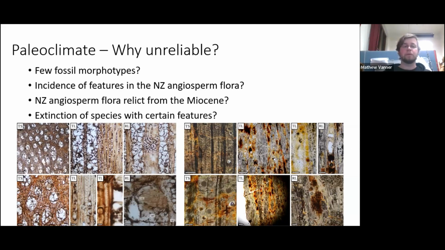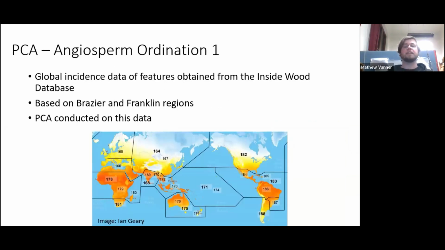Another thing that I wanted to look at was the incidence of these features in the New Zealand angiosperm flora, because when I was looking at them, I was thinking some of these cannot be right. We have some features which appear in almost every single species, and we have some features which are entirely absent from the New Zealand flora. So have we got a relict flora from the Miocene in modern times, or have we had extinction of species with certain features? To test this, I did a PCA ordination on this material.